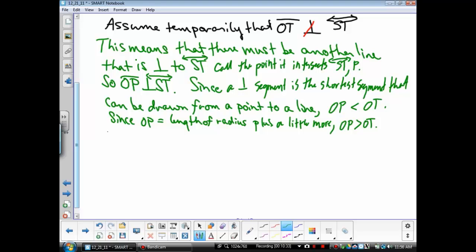So now, this is a contradiction. So what we assumed must be incorrect.